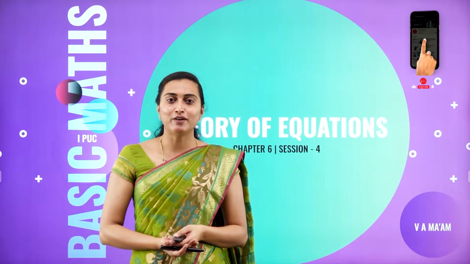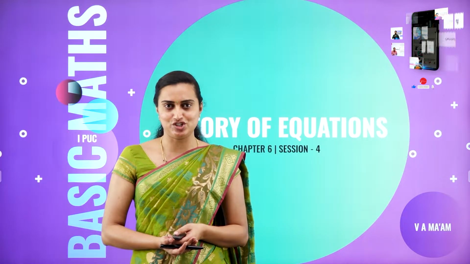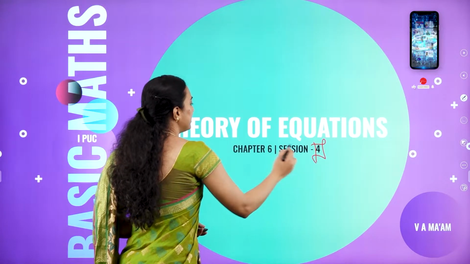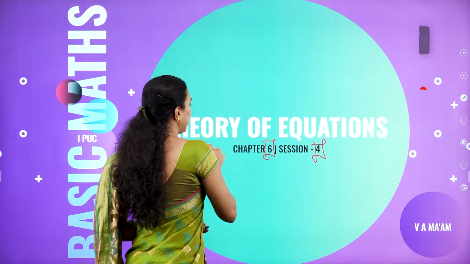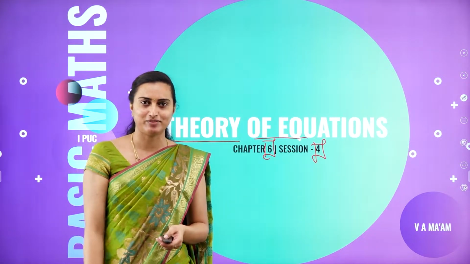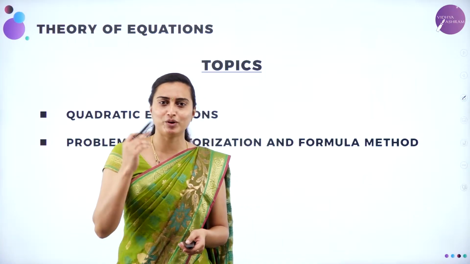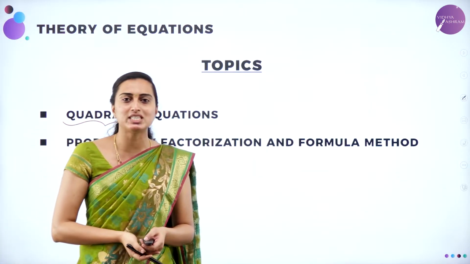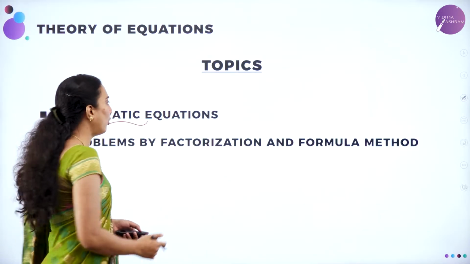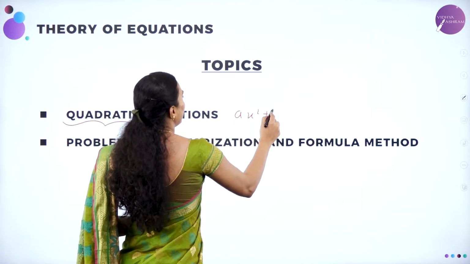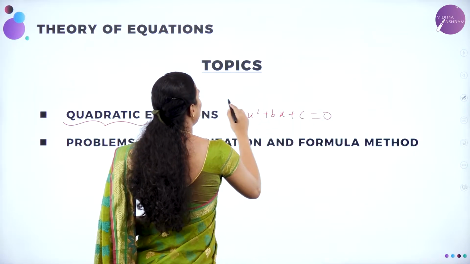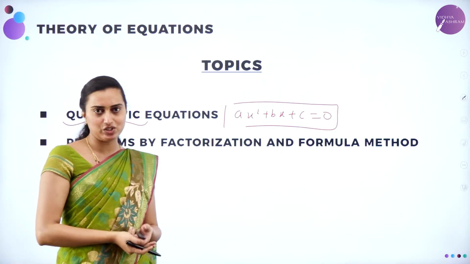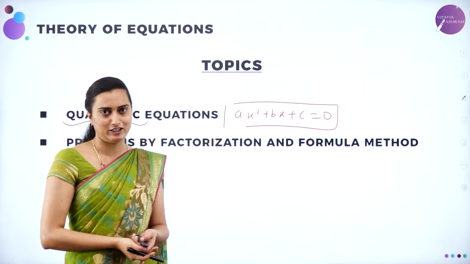So in the last session, we have learned many problems on statements. Here we'll be solving session number 4, which is chapter number 6, as you already know in your NCERT, called Theory of Equations. And what are all the topics under this session we are going to study? It is nothing but the quadratic equation. Quadratic equation means an equation having degree 2, in the form of ax squared plus bx plus c equal to 0. It is going to be known as the quadratic equation. And then problems by the factorization method and then the formula method.